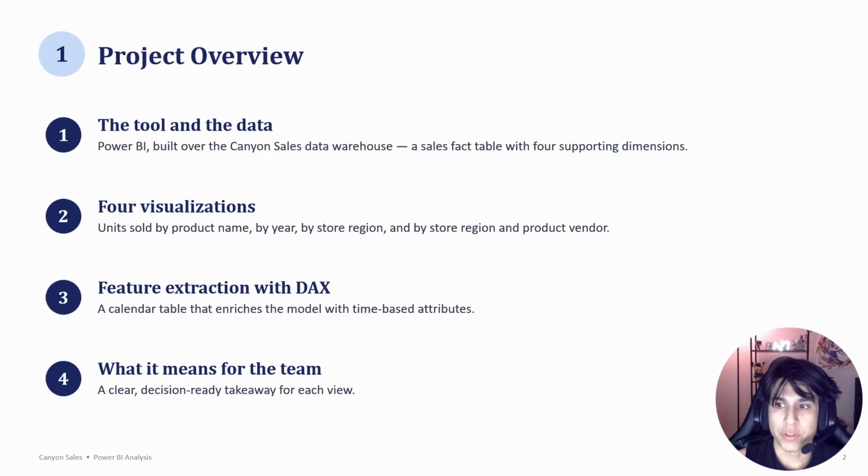From this model, I built four bar charts to visualize units sold, and then I used a feature called Data Analysis Expression, or DAX, to create a calendar table. I'll present each of these the way I present them in a working meeting, with a key takeaway from each one. So let's jump right into the first bar chart.